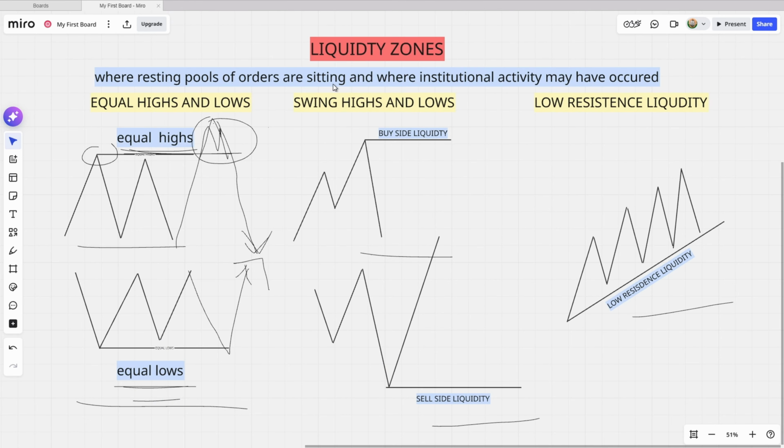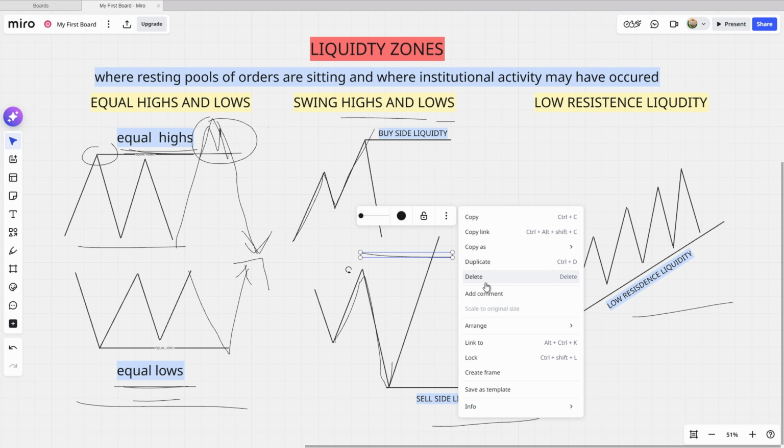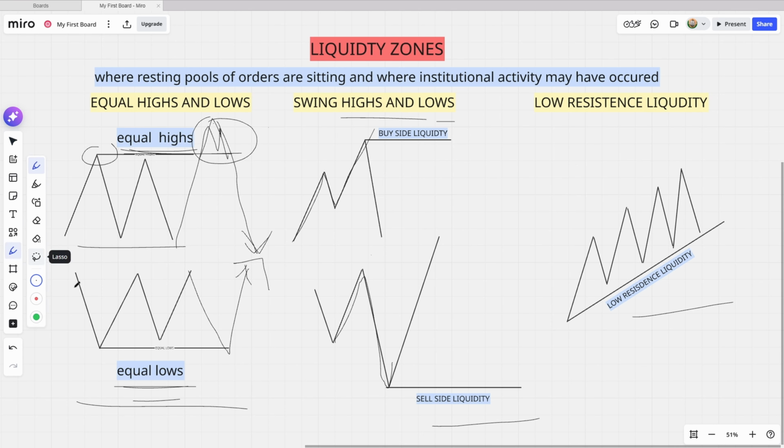Next, we have swing highs and swing lows. We already know that in an uptrend, price forms higher highs and higher lows, and in a downtrend, price forms lower highs and lower lows. Around these swing points, you'll always find stop losses and pending buy or sell orders. Once again, that means liquidity is present around these areas. Now let's look at this scenario.